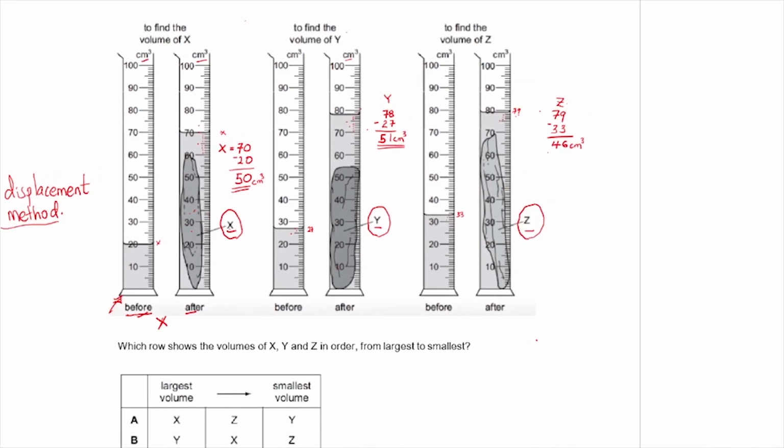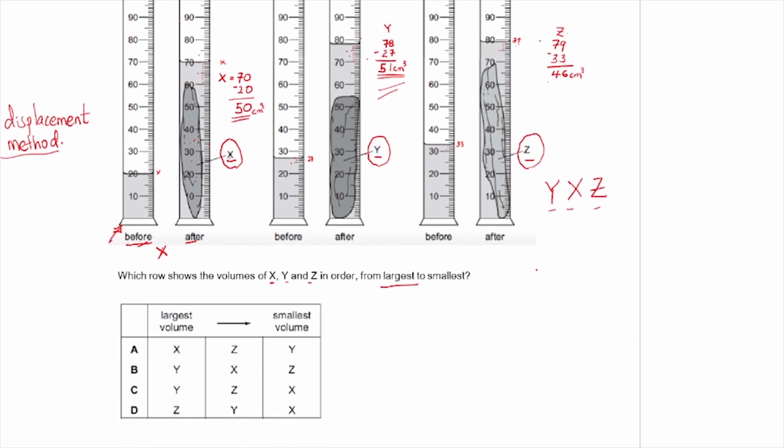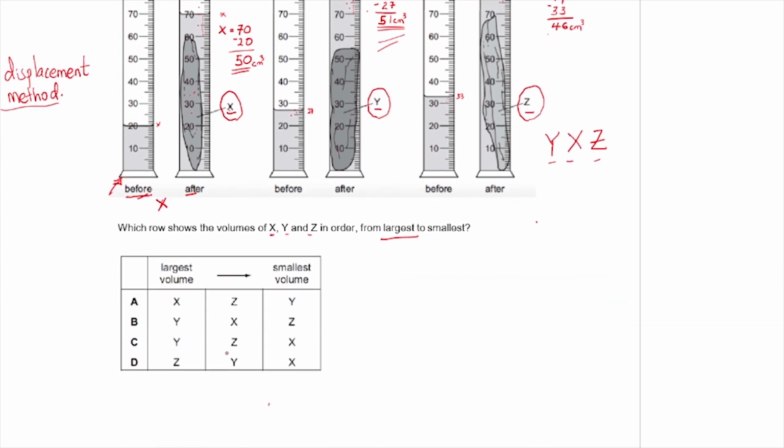The question wants us to organize this to show the volumes of X, Y, and Z in order from the largest. From here we can see that the largest is Y, followed by X, followed by Z. So if this is the order from the largest to the smallest, when we come to our options, our answer should start with Y, then X, then Z. And so our answer is B.